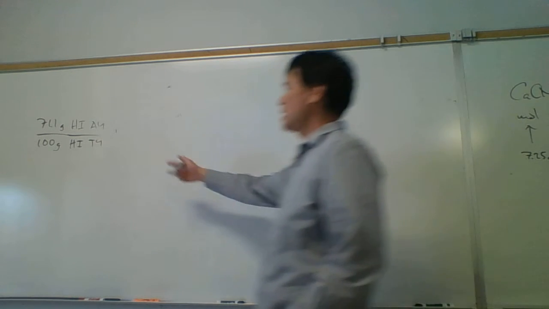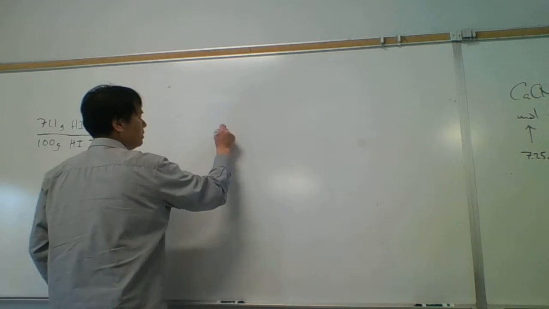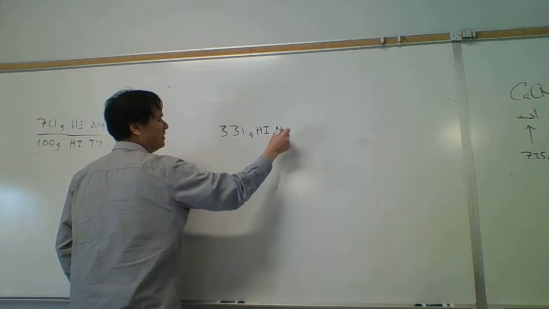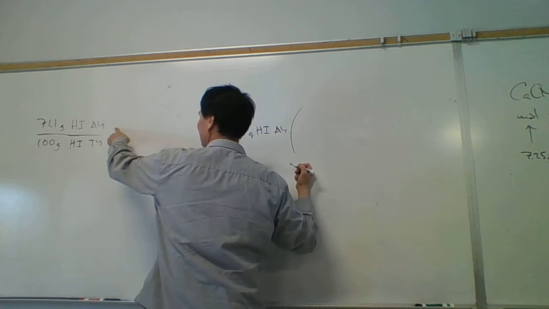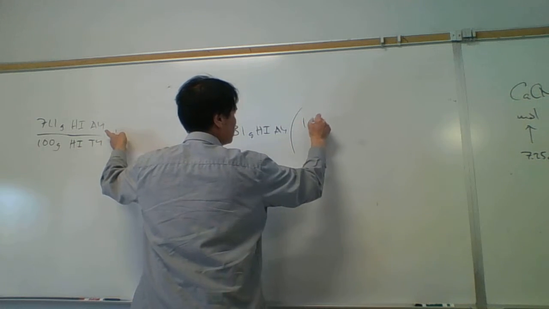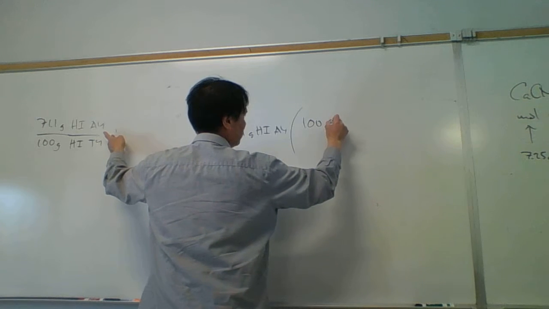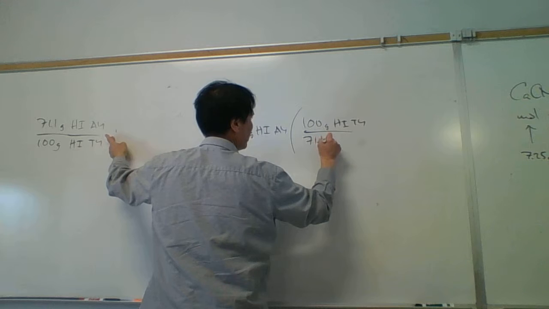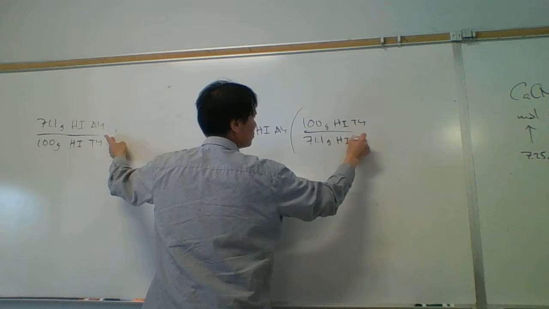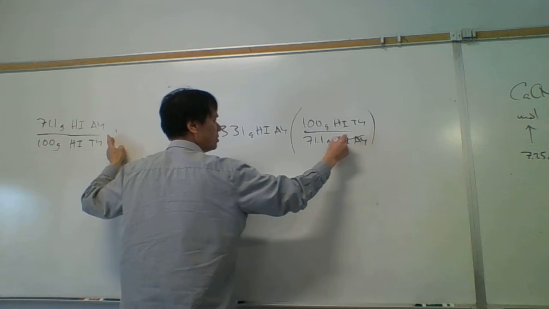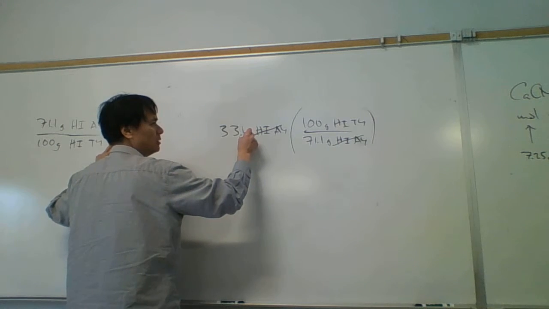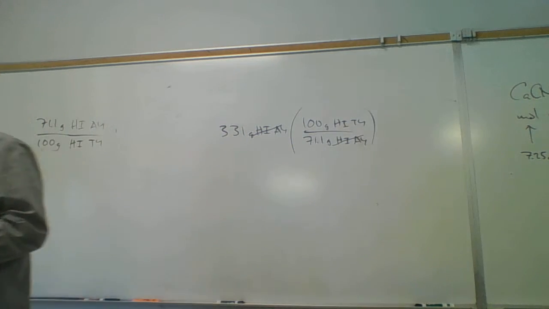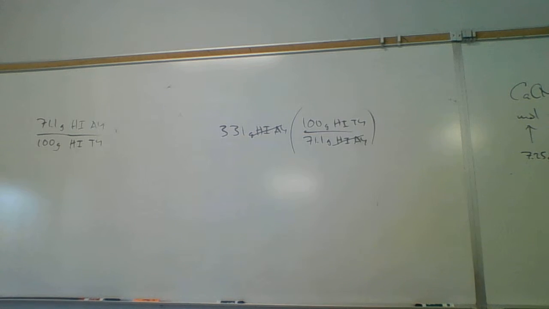So that's going to tell us how we use this. And so we have 331 grams of hydrogen iodide actual yield. And therefore, I have to flip this upside down. And so that's 100 grams of hydrogen iodide theoretical yield for every 71.1 grams of hydrogen iodide actual yield. And so I just kind of make sure the actual yield cancels. That leaves me with the theoretical yield. Once I'm in theoretical yield, then I use stoichiometry to figure out the rest.